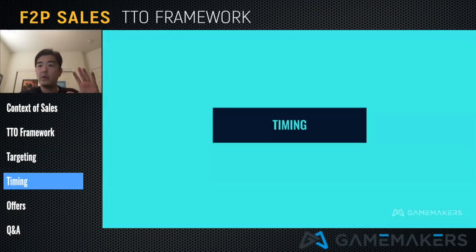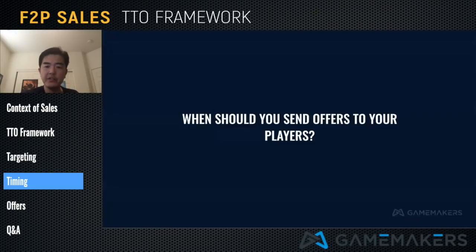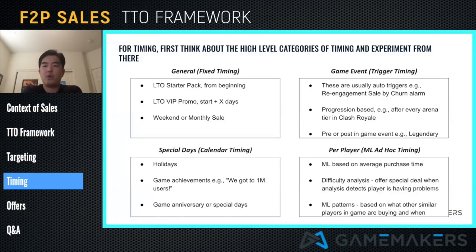All right, so that is targeting. I want to now talk about timing. Timing is really about when you should send offers to your players. What I recommend is thinking about the types of timing that you can have for offers in your game, and then, based upon each of these types, thinking about how you would change or experiment with the timing.